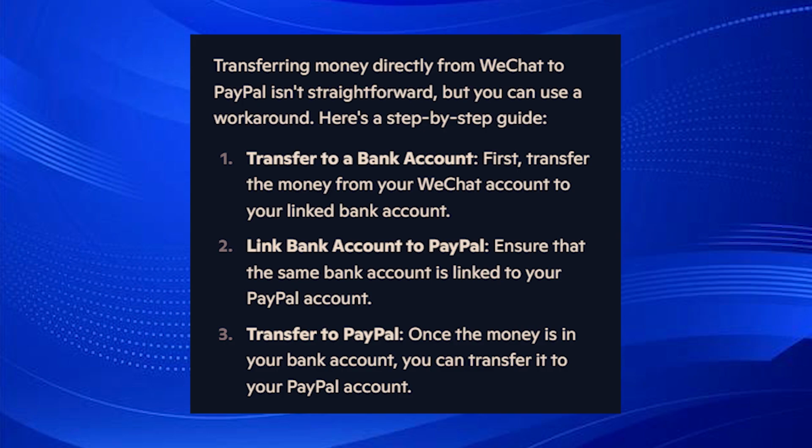Here's a step-by-step guide. Step 1. Transfer to a bank account. First, transfer the money from your WeChat account to your linked bank account.